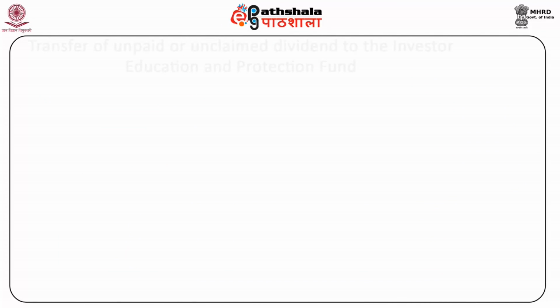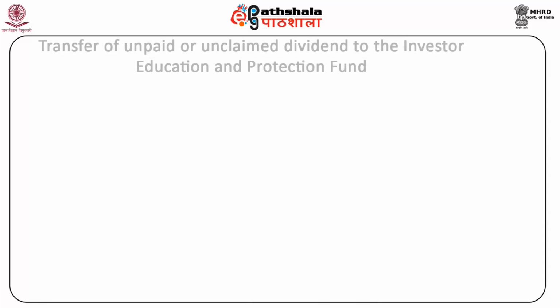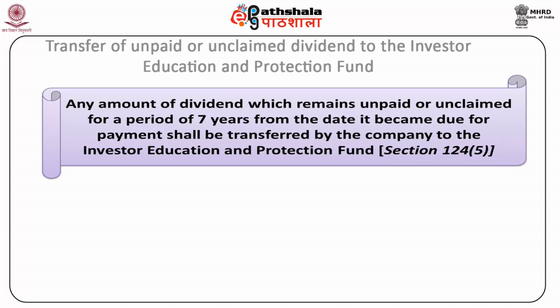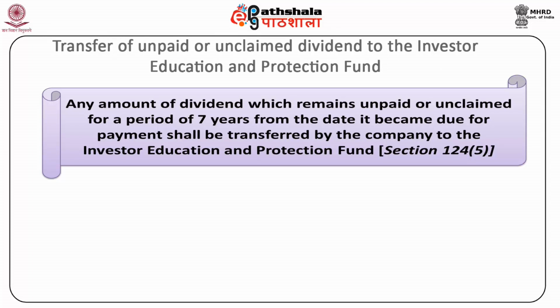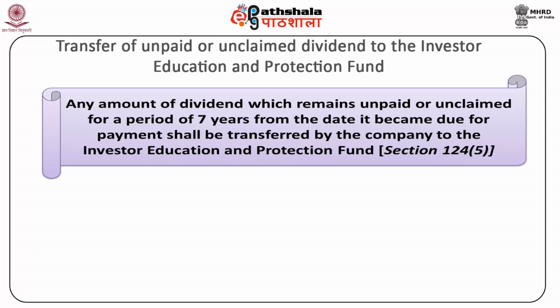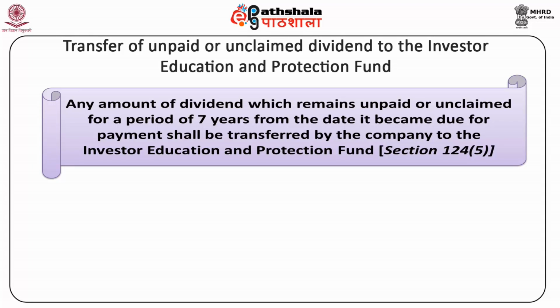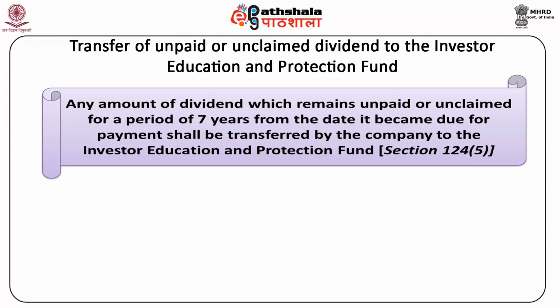Transfer of unpaid or unclaimed dividend to the Investor Education and Protection Fund. Any amount of dividend which remains unpaid or unclaimed for a period of 7 years from the date it became due for payment shall be transferred by the company to the Investor Education and Protection Fund, Section 124, subsection 5.